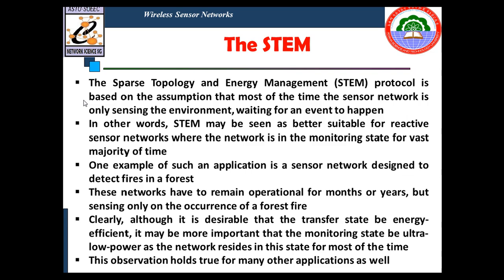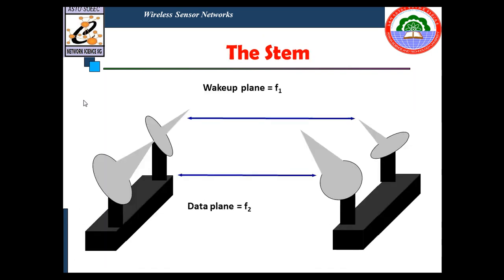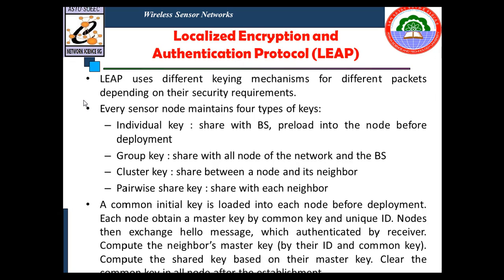STEM refers to these communications as occurring in the wake-up plane. Once the initiator sensor node has successfully notified the target sensor node, both sensor nodes turn on their radio that operates in the data frequency band. The actual data packets are transmitted in this band, called the data plane. So this is an example: first we need to wake up, then data has to be transmitted. Once activated, the data is transmitted.